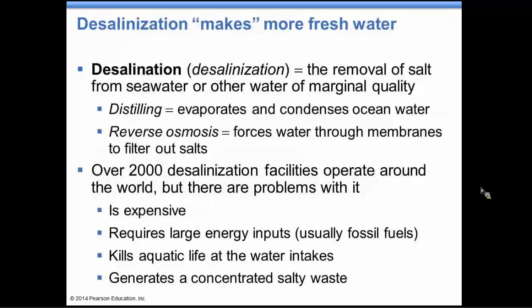Okay, so desalination makes water more fresh, and it's a supply strategy with some potential for sustainability. It's generating fresh water by removing salt from water or other water of marginal quality. One method of desalination mimics the hydrologic cycle by evaporating allotments of ocean water with heat and then condensing the vapor, essentially distilling fresh water. Another method forces water through membranes to filter out salts. The most common such process is reverse osmosis. Desalination, however, is very expensive. It requires large inputs of fossil fuels. It kills aquatic life at water intakes and generates concentrated salty waste.